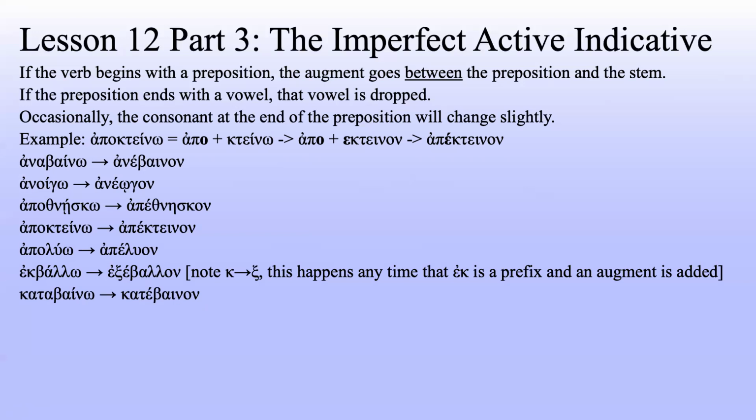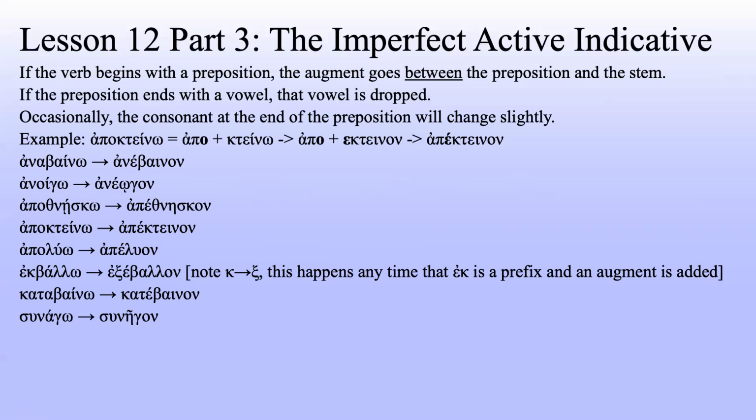Katabaino becomes katebainon, so the alpha dropped out and we got an epsilon in there for the augment. Sunago, okay, drop off the sun and we just have ago. Now there's no vowel to drop there because the nu is not part of the preposition, it is part of the stem, so sun and ago. So this needs to lengthen because it begins with a vowel. But we're not sticking the augment over here at the beginning because this is a preposition. So split those two in your mind.